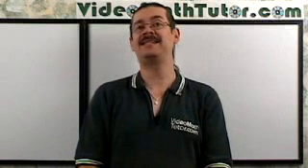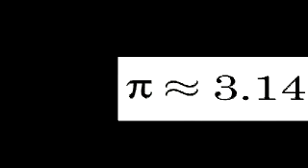So now let's take a look at that in detail. So here's pi. It's approximately equal to 3.14. And now let's take a look at a few other decimal places.